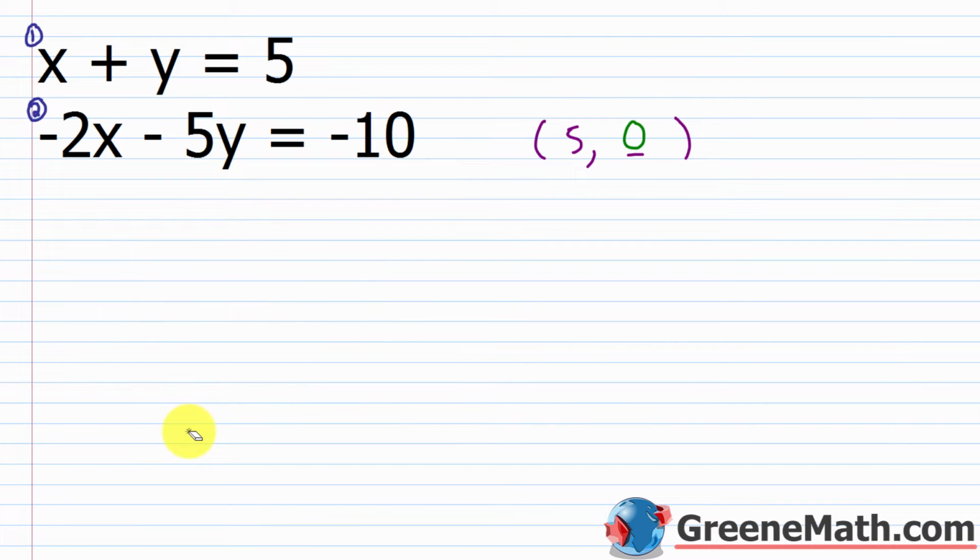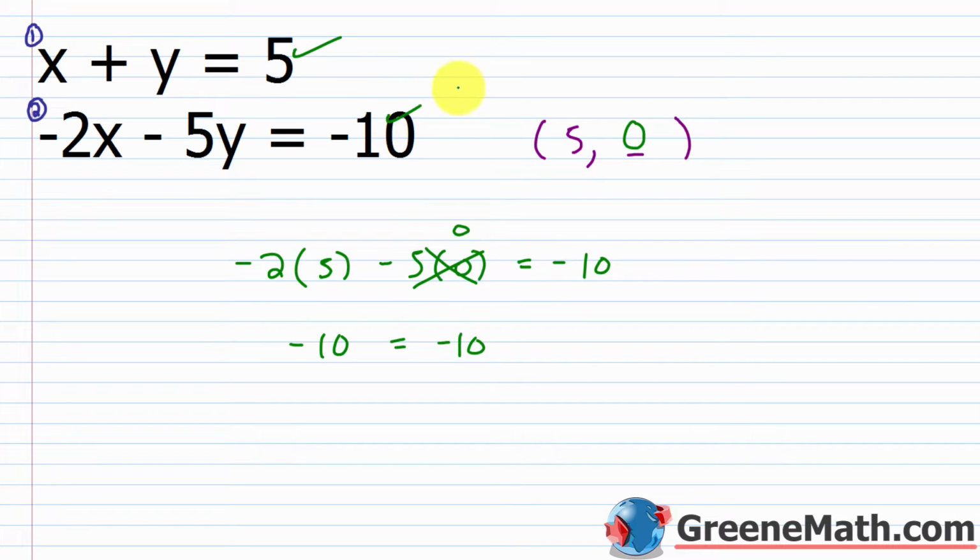Now, again, I want to check this to make sure that my answer is correct. So let's erase everything. We have x plus y equals 5. So x is 5 plus y is 0 equals 5. We know that's true. 5 equals 5. We just did that. So the other one, you would have negative 2 times, plug in a 5 for x, minus 5 times, plug in a 0 for y, equals negative 10. Negative 2 times 5 is negative 10. Of course, negative 5 times 0 is 0. So I get negative 10 equals negative 10. So that's true as well. So we verified that the ordered pair 5 comma 0 is the solution for this system.